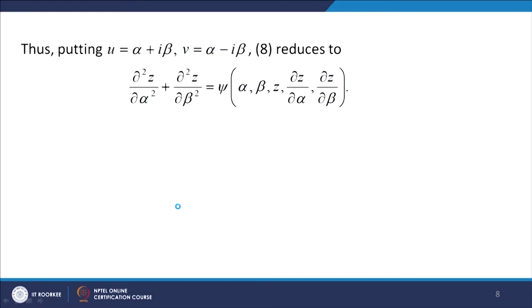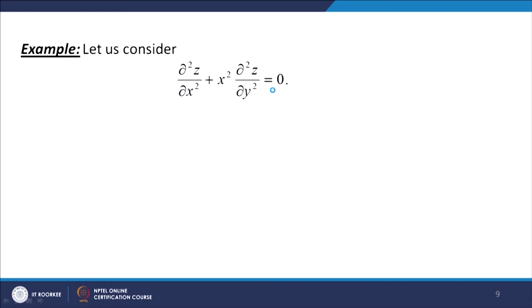So, this cancels and we get 1 by 4 times z alpha alpha plus z beta beta, and therefore, putting u equal to alpha plus i beta, b equal to alpha minus i beta, the equation 8 reduces to z alpha alpha plus z beta beta equal to a function of alpha, beta, z, and then z alpha and z beta. Now, this is the canonical form in the case of 3 where s square minus 4 RT is less than 0. Now, let us consider this problem and we will reduce it to the canonical form.